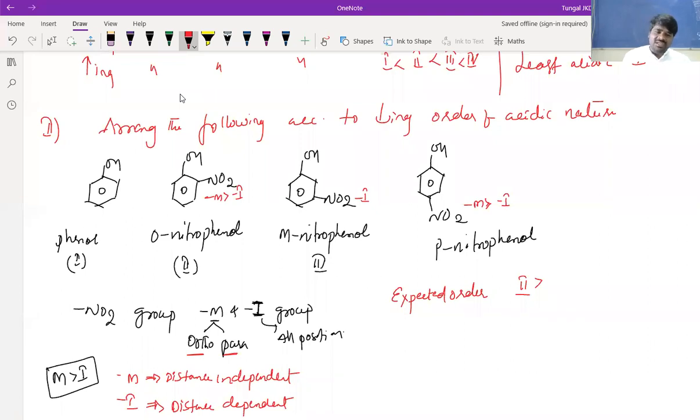So what does it mean? Here minus I is more. Here minus I is less. So this is expected to follow this particular order. But what is observed? The decreasing order is fourth followed by second followed by third followed by first.